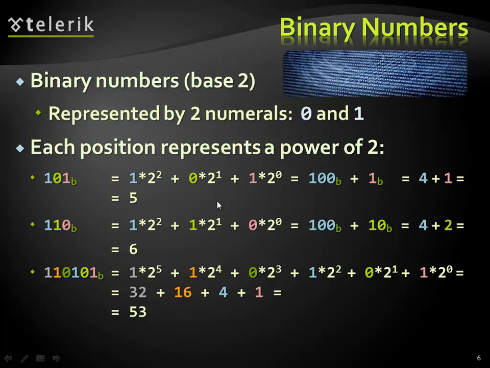So the first digit will represent how many ones, the second digit will represent 2, and the third digit will represent 4. So in this case we have 1, 0, 1. We can see that this corresponds to 4, and then 0 times 2, and then 1 times 1, which is 4 and 1. That means this represents 5.